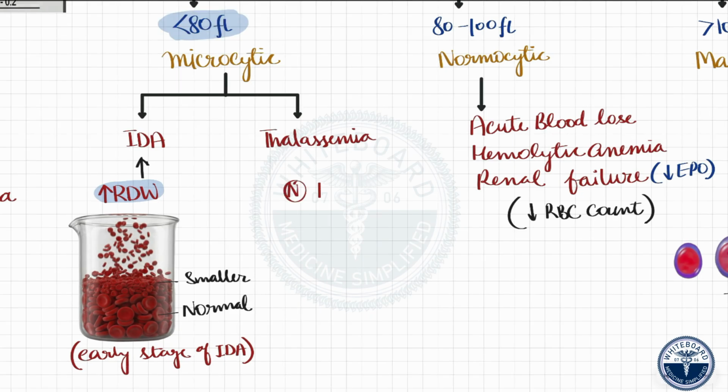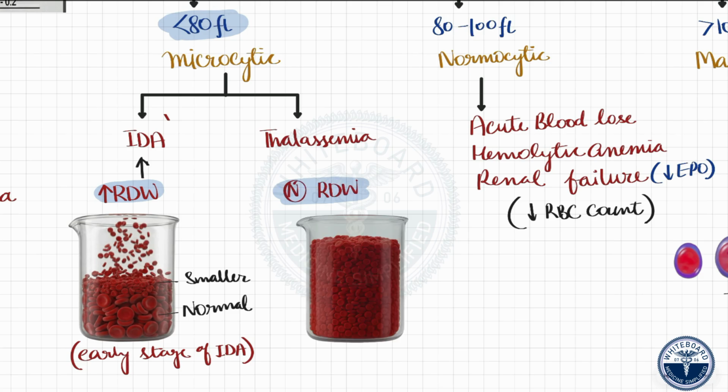And suppose RDW is normal but the MCV is low, it indicates a more homogeneous population of smaller cells. Here, MCV tells us the size of RBC is low and RDW tells us the cells are of the same size. In other words, less variation in cell size. This is typically seen in thalassemia or anemia of chronic disease. So in anemia with low MCV and high RDW, think of iron deficiency anemia.